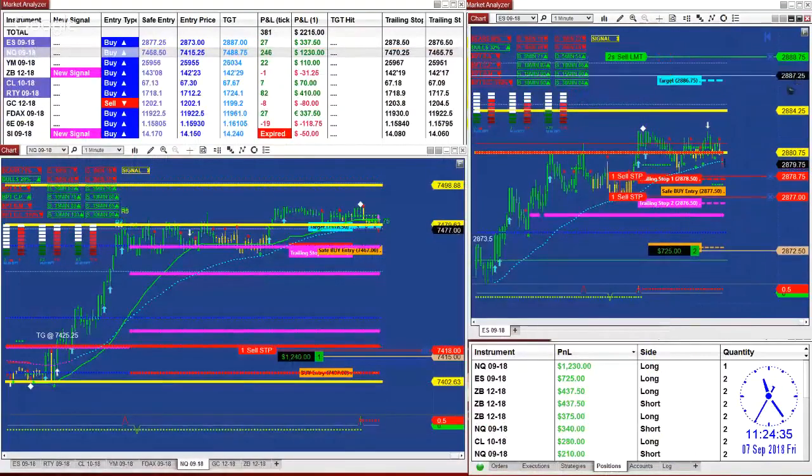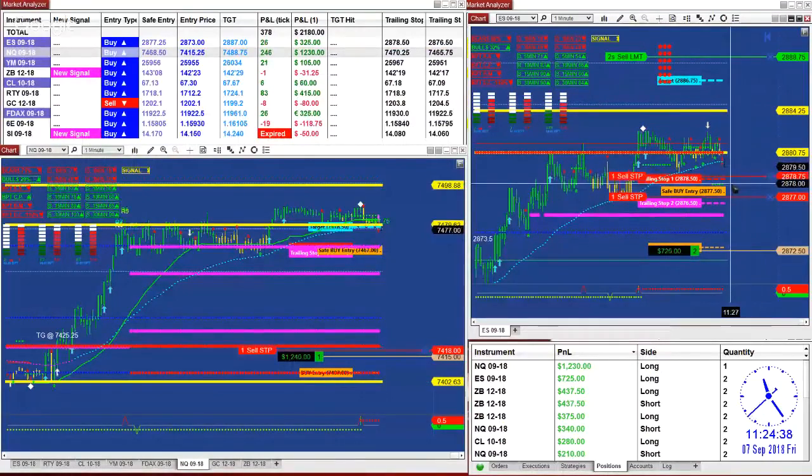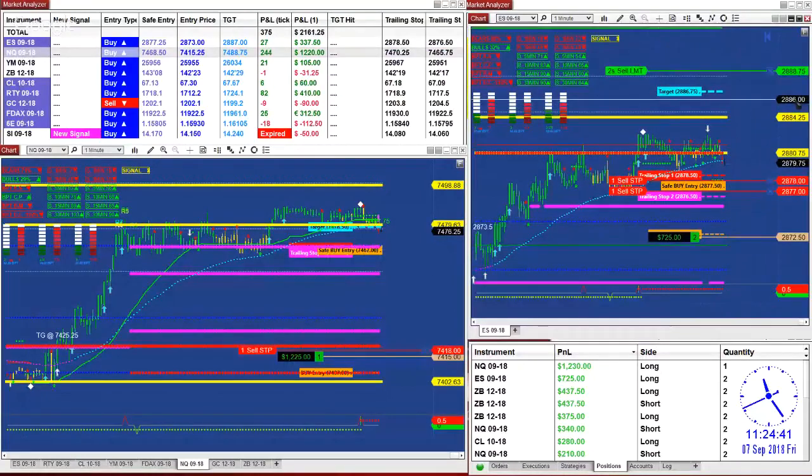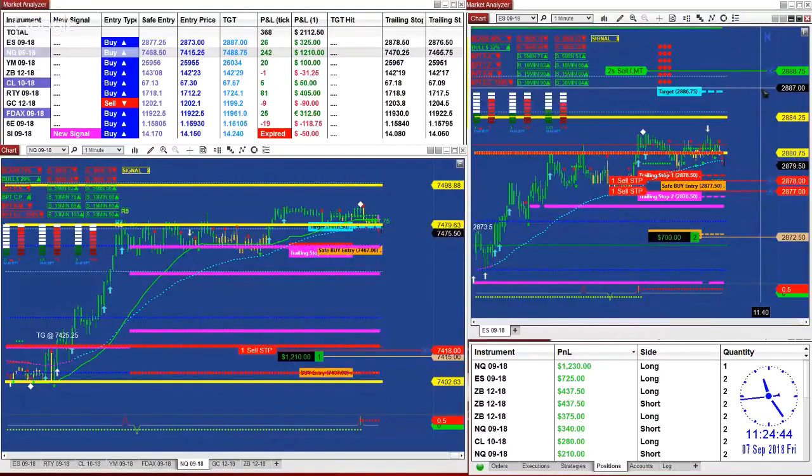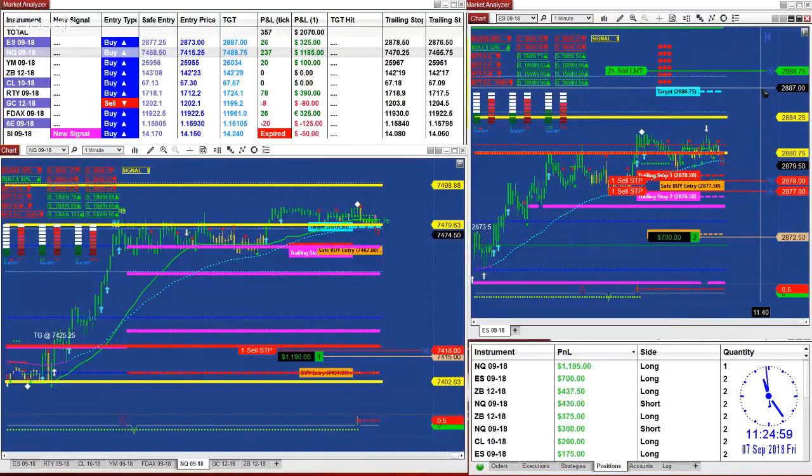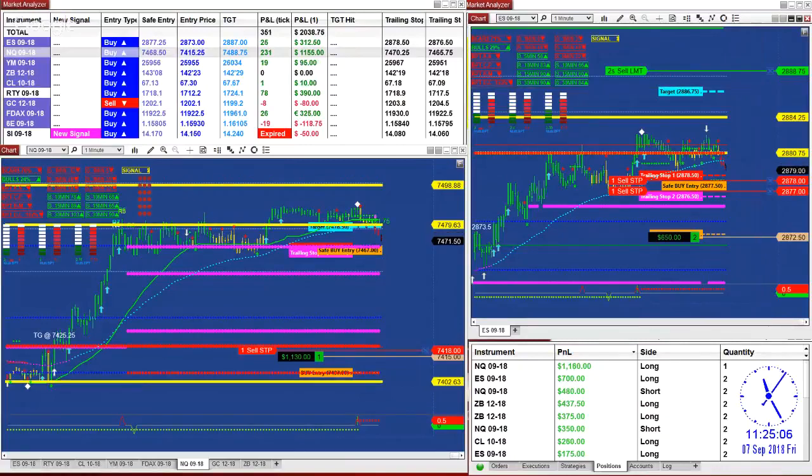And God help us if this market's sinking right now. Let's look. We are in a very long hole for today. Let's see. Really, there is no movement.